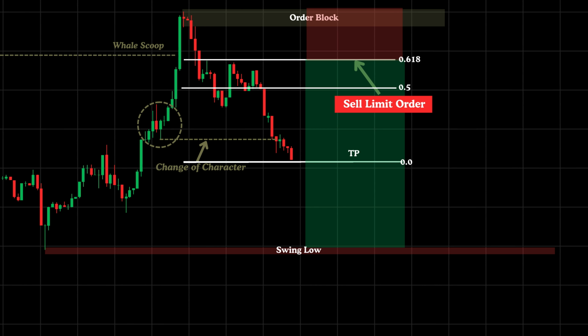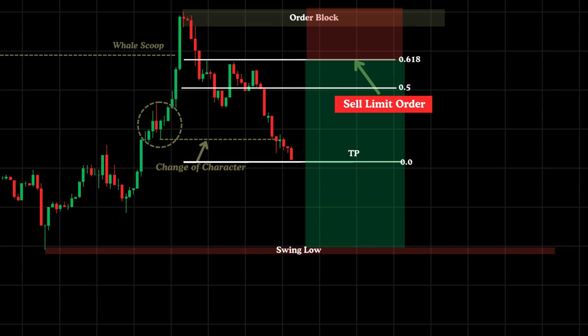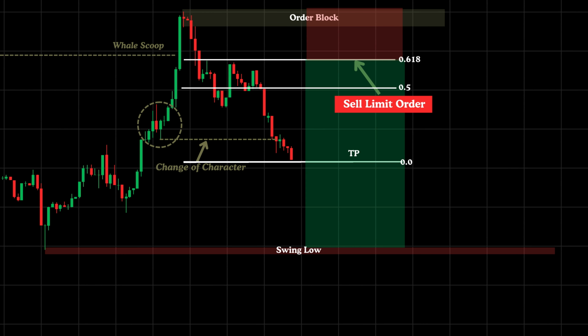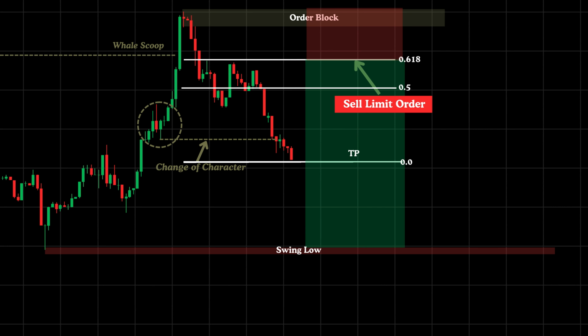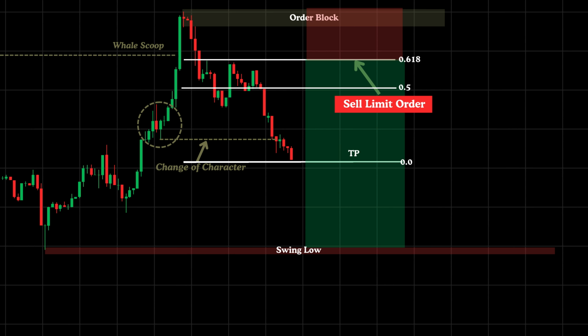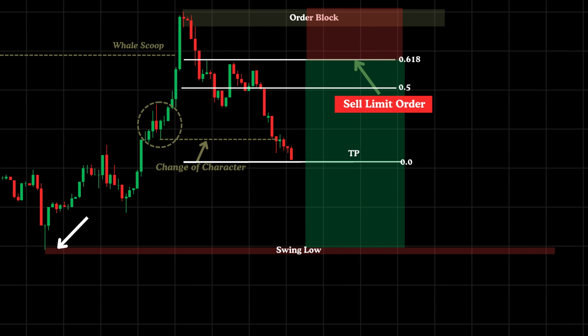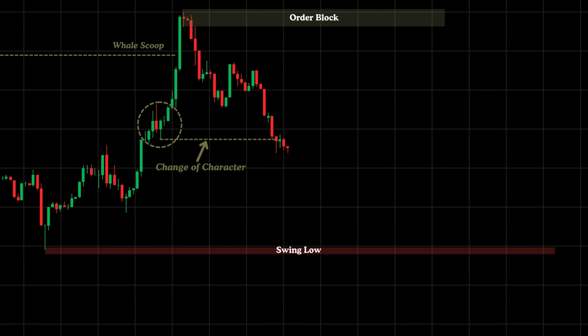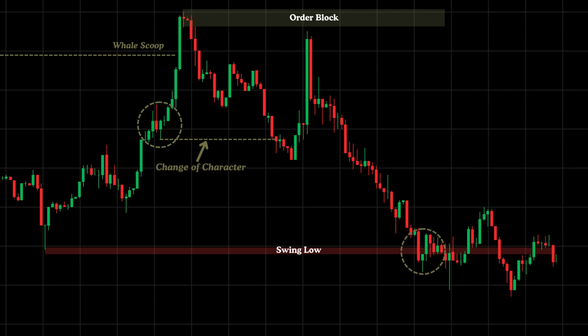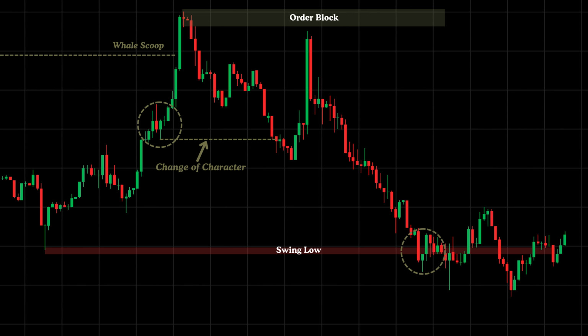For risk management, I'll set the stop loss a few pips above the highest point of the whale scoop pattern. The take-profit target is aligned with the recent swing low, a significant level where we anticipate price to react. Now that the sell limit order is placed, let's observe how the market responds.